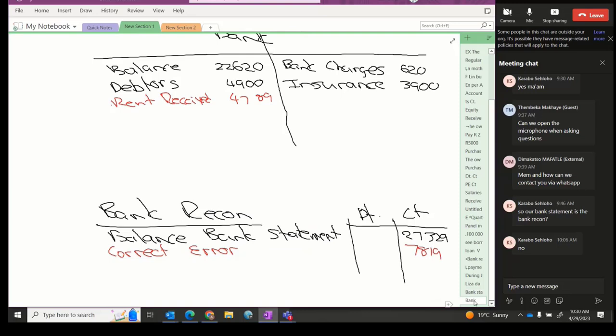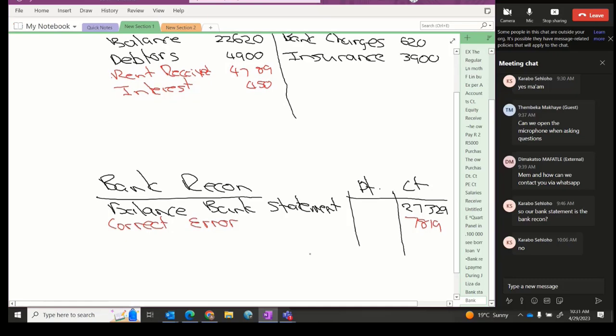So if you receive the 450, where are you going to put it? Under the debit side, yes. So you're just going to say you received interest, because you had a positive bank balance and the bank paid you interest. Okay, so that one is still easy. Okay, then just go back.